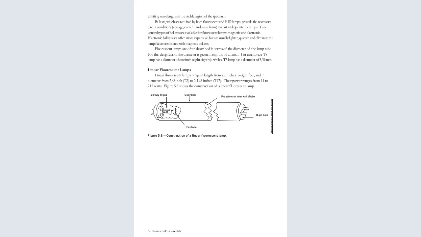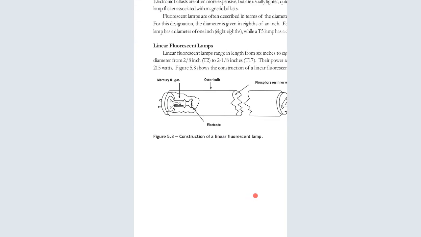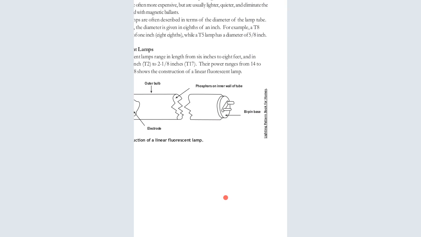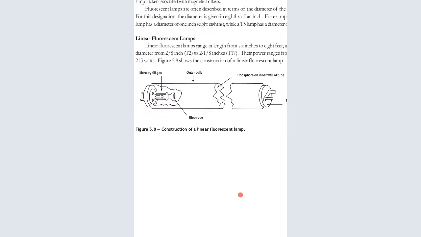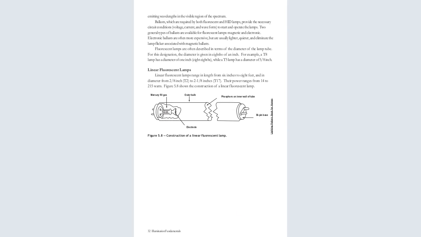This figure shows the construction of a linear fluorescent lamp. Let me zoom out so that you can see the diagram. The outer bulb is there, the electrode is there, the mercury filled gas is there, and the phosphor coating is on the wall of the tube. The pin is also there. This is the construction of the linear fluorescent lamp. You can see that.